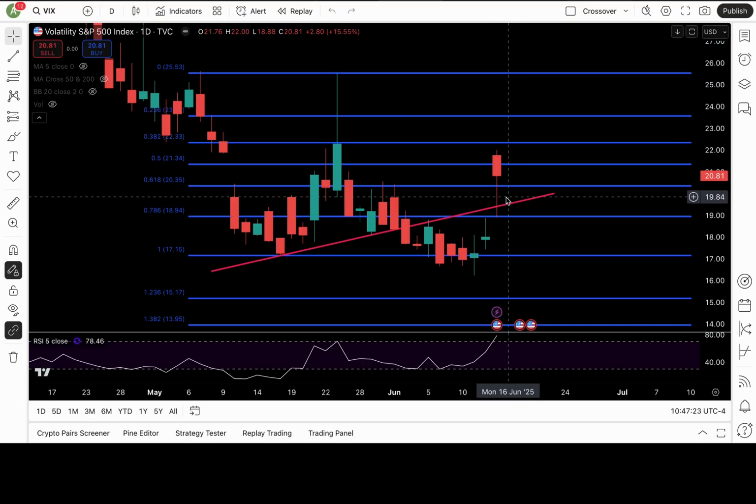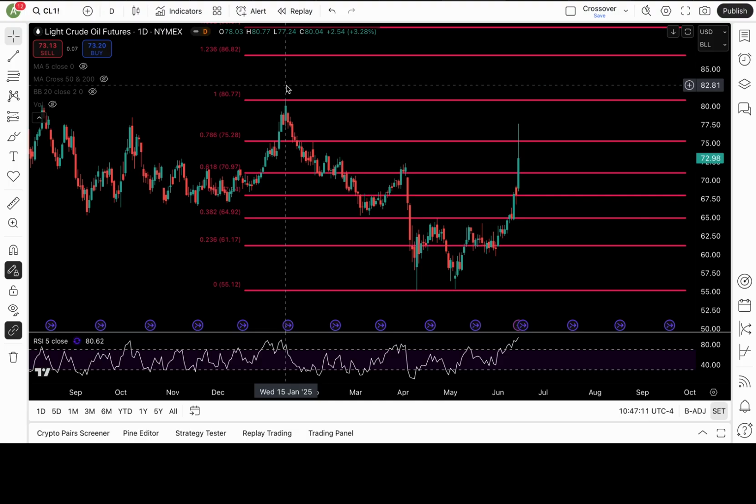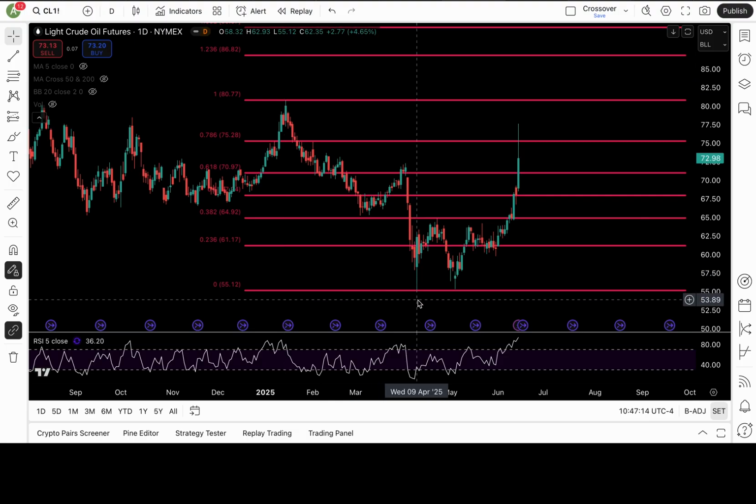If it's pullback time for the VIX, 20.4 and 19 both must fail, and that's when I would get bearish again on the VIX. Now, one last thing I want to cover. This was requested by a Discord member. Here is crude oil futures. I have a fib level from January 15th, and I brought it down to April 9th low, and I have these fib levels right here that you guys see.